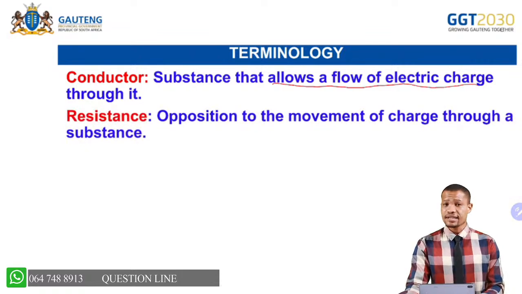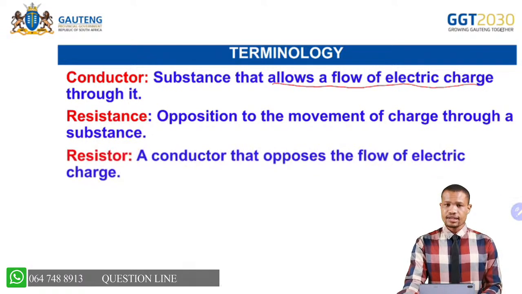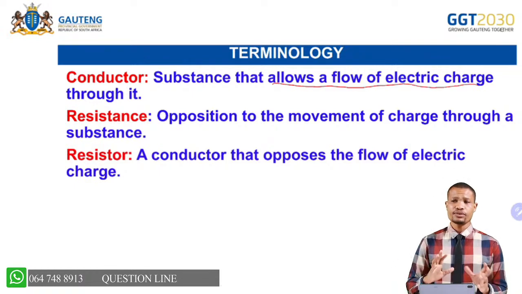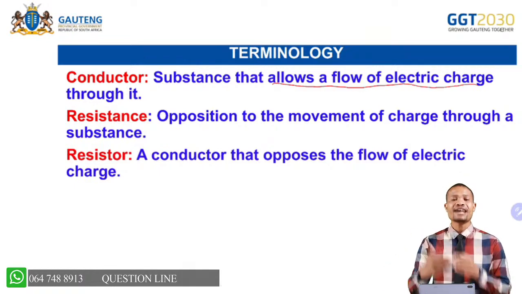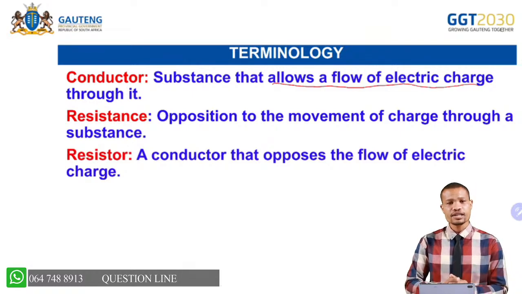Let's define another term, that is resistance. What is resistance? Resistance is the opposition to the movement of charge through a substance. It's the opposition to the movement of electric charge through a substance. Okay. Now, a resistor. A resistor is a conductor that opposes the flow of electric charge. Now, it's very easy to get confused with the definition of resistance and resistor. So let's try and bring the distinction between the two. Resistance is the action of opposing the flow of charge. Okay? A resistor is the substance that does the opposition of the flow of charge. So a resistance is the action of opposing the flow of charge, and a resistor is a substance that opposes. It does the opposing of the flow of charge through it.